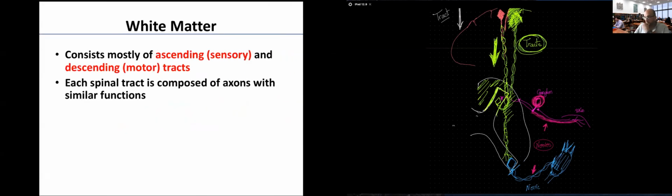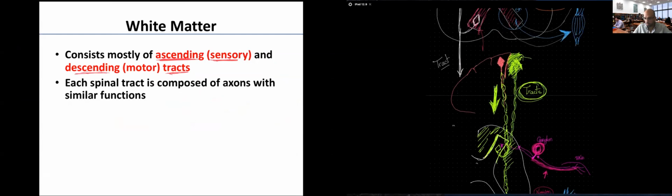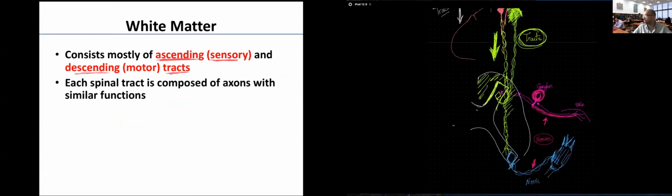All right, so again, white matter is going to be formed by tracts that are either carrying signals up or signals down. So they are either ascending sensory or descending motor, like what you see on here. Signals up or signals down.